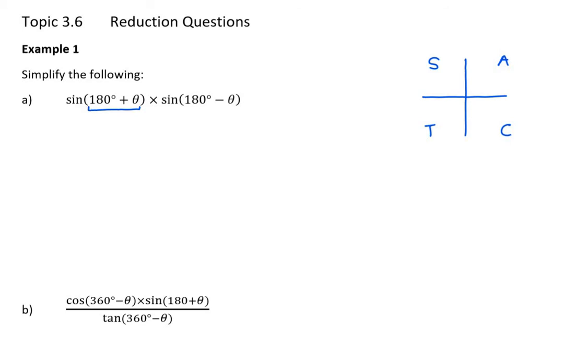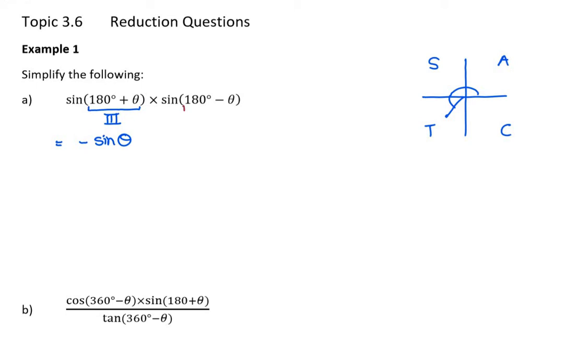So where is 180 degrees plus theta? Well, that would be 180, so plus theta would land me up in quadrant 3. So now I need to make a decision. Is sine negative or positive in quadrant 3? Sine is negative, so this reduces to negative sine of theta.